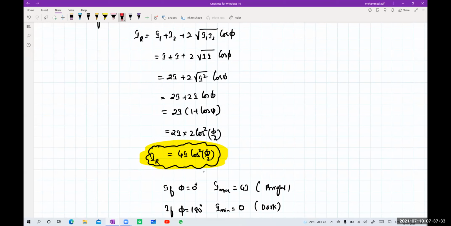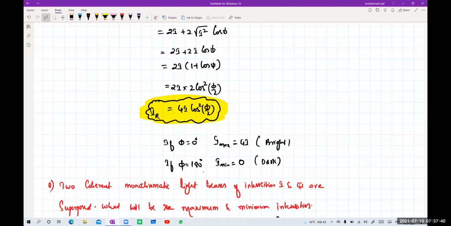Clear? If phi is 0, I max value will be equal to 4I, and if phi is 180 degrees, I minima is equal to 0, that is known as a dark point. So for maximum intensity, we are getting 4I. If I take phi value 0, then 0 divided by 2 is 0, cos 0 is 1, so we are getting maximum. So we are getting a bright point, I maxima is 4I, the intensity at the central maxima. And exactly at 180 degrees, intensity is minima, that is nothing but 0.